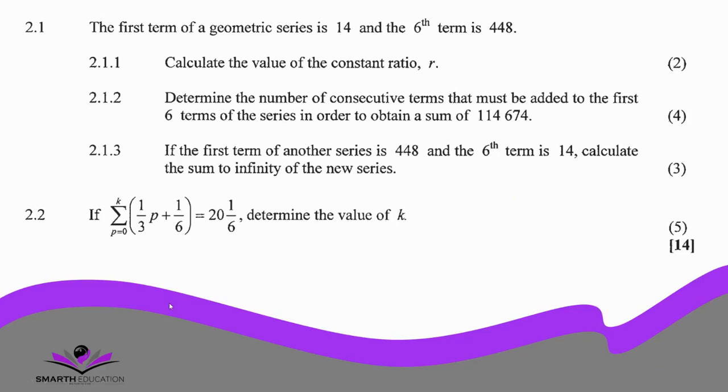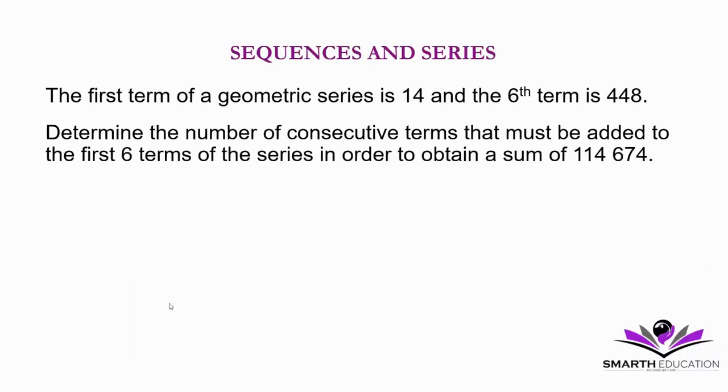Welcome back. Let's do question 212. The first term of a geometric series is 14 and the sixth term is 448. Determine the number of consecutive terms that must be added to the first 6 terms of the series in order to obtain a sum of 114,674. So what do we do here?